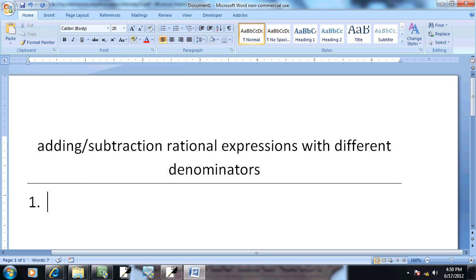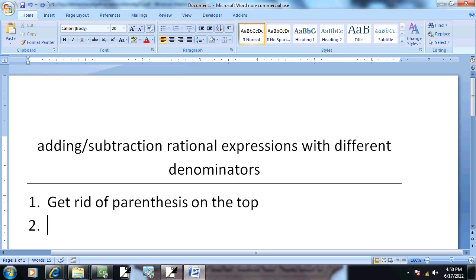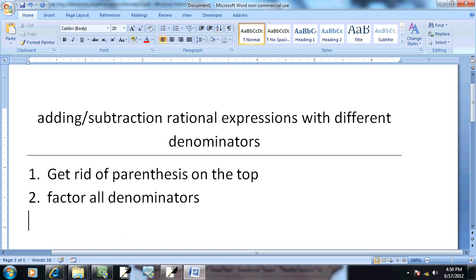Step 1 is get rid of parentheses on the top, the numerator. Step 2, factor all your denominators. Factor the bottom parts.